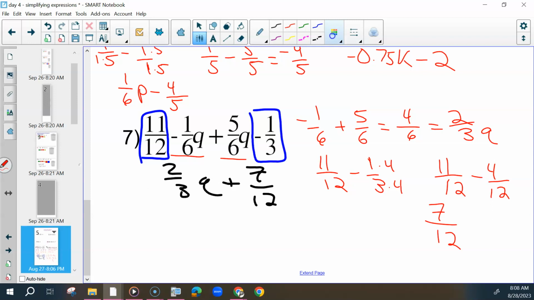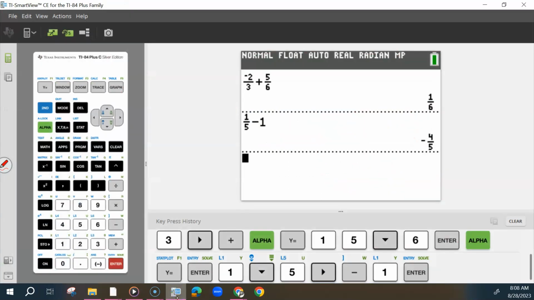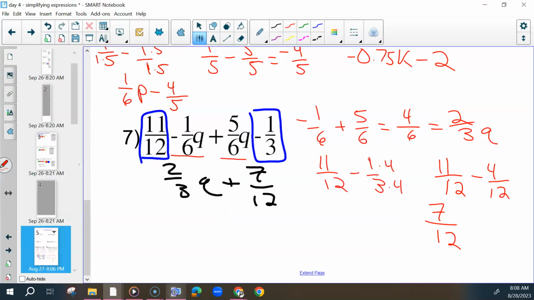I can get the one like 1/6 plus 5/6 in the calculator. So you got 4/6 or 2/3? Oh, I didn't get it. Like you got an error message. Yeah. So when you put this in, make sure this is a negative, not a minus, because you'll get an error message every single time.